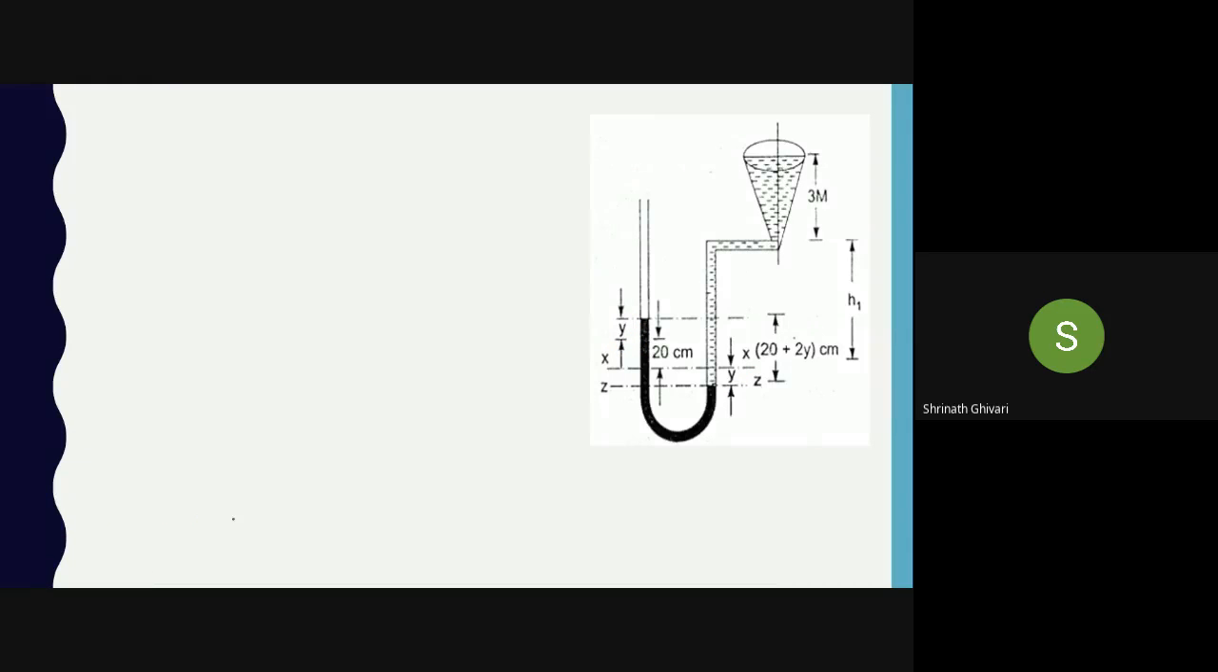Any doubts? Now what you have to find out is the value of Y. How will you calculate the value of Y? As we have said, pressure in the left limb will be equal to pressure in the right limb. Okay, pressure in the left limb will be equal to pressure in the right limb.